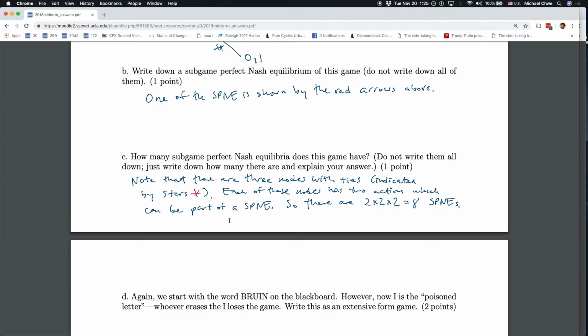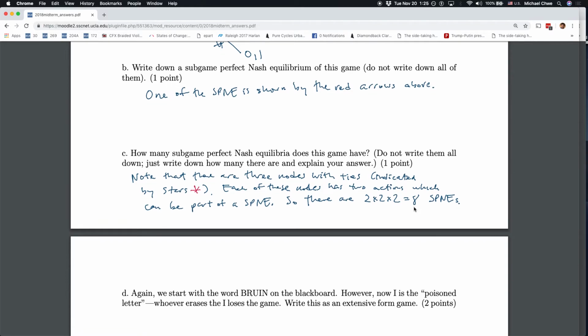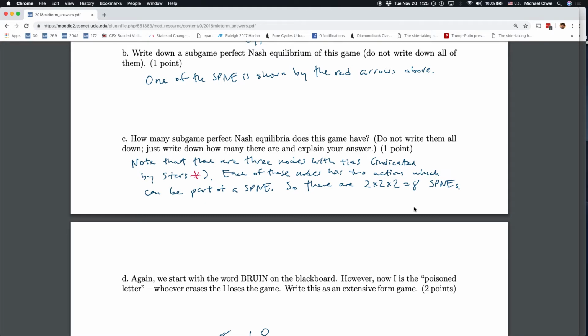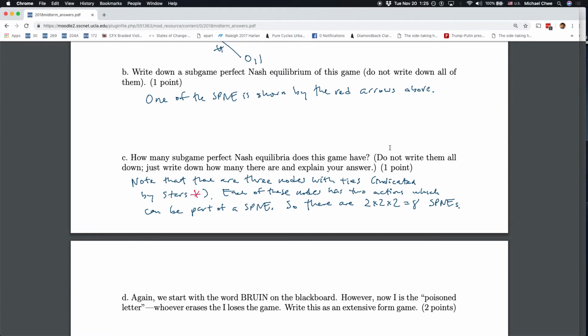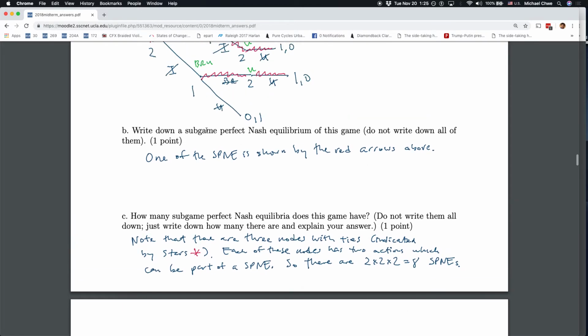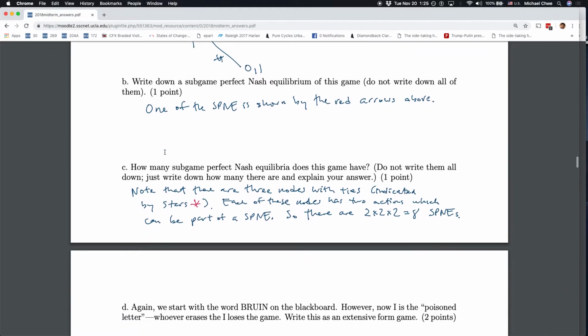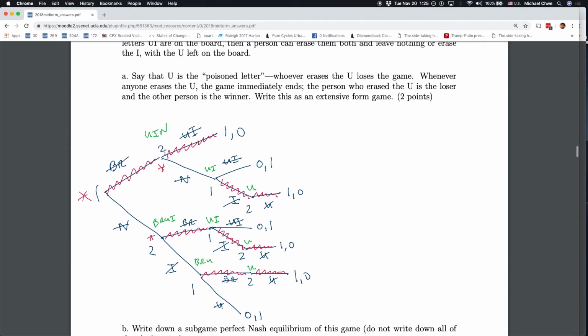But for problem C, you have to tell me 8. That's the right number. I asked you exactly how many subgame perfect Nash equilibria there could be, and the answer is 8. There has to be the word 8 in there somewhere, or 2 times 2 times 2. For B, I think you probably get the answer right. You don't have to write all of them, but any one is fine.